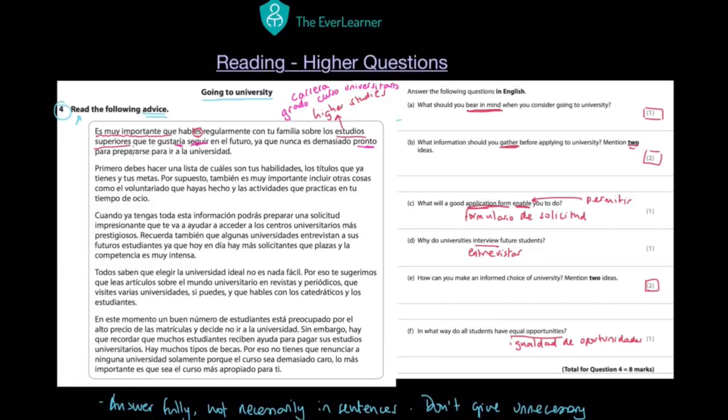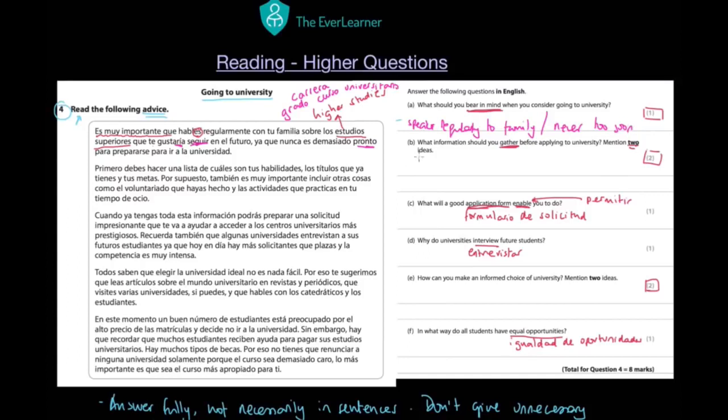to prepare to go to university. So what should you bear in mind? So your answer would be, you need to speak regularly to your family. Okay? Or it could also be, it's never too soon.